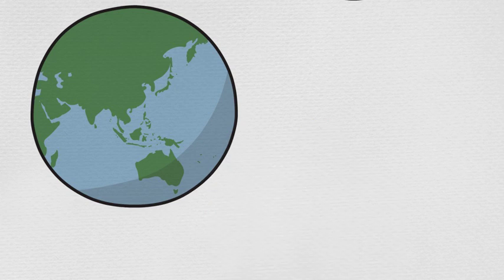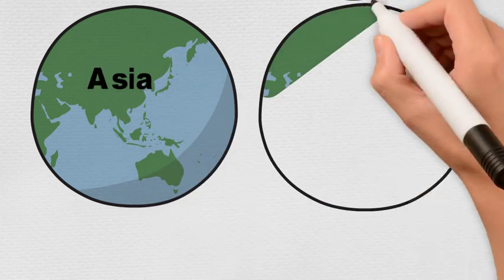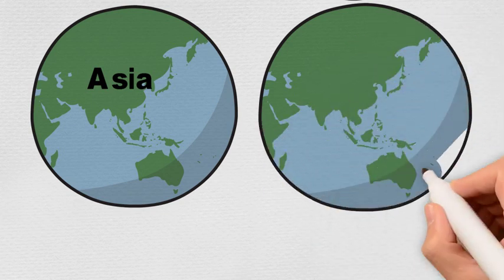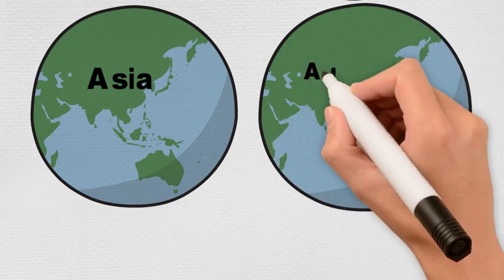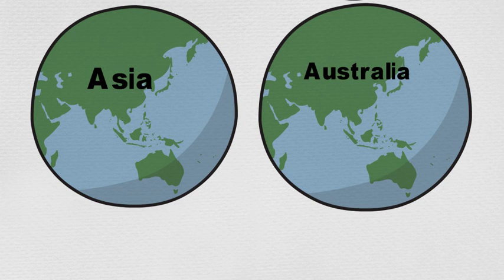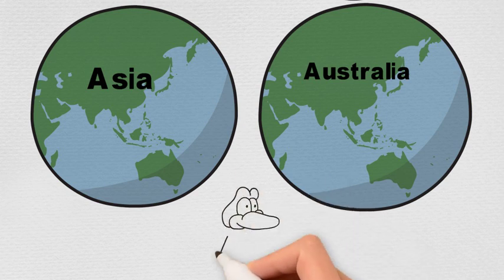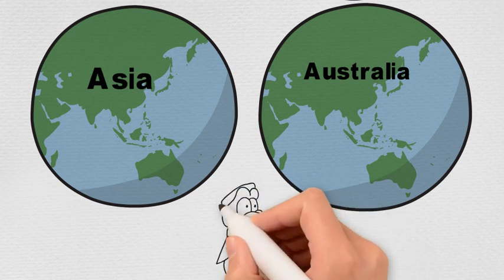We also have an area called Asia. And then there is Australia, where there's some kangaroos. There's also Antarctica, where the penguins are.